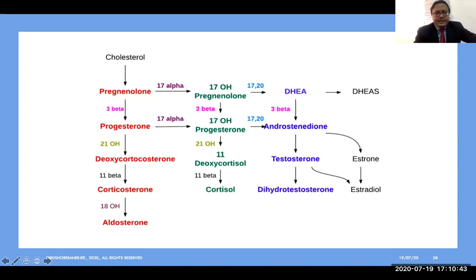But interestingly, this deoxycorticosterone, which is there, has weak mineralocorticoid property. It is not as strong as aldosterone, which is a strong mineralocorticoid, but it still has weak mineralocorticoid property. So in this condition, as they are accumulating in large amounts, the person could develop hypertension. Let me go to the whiteboard to explain this concept again in a simple way.